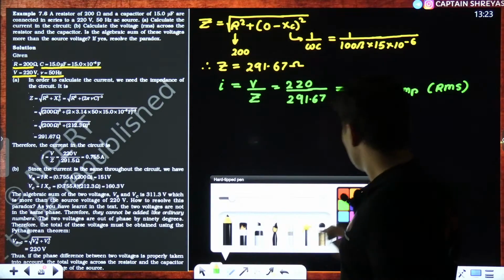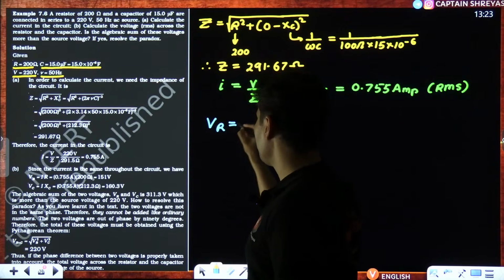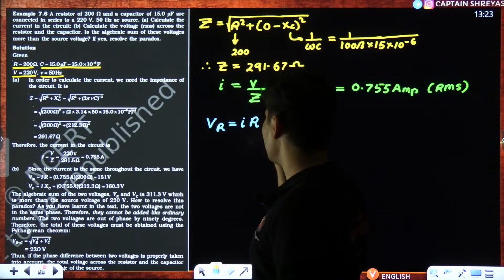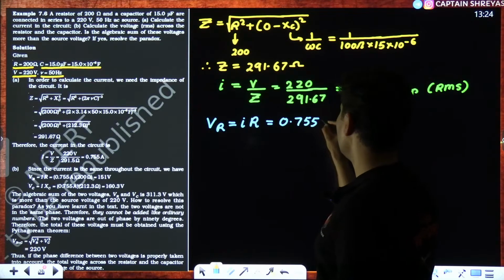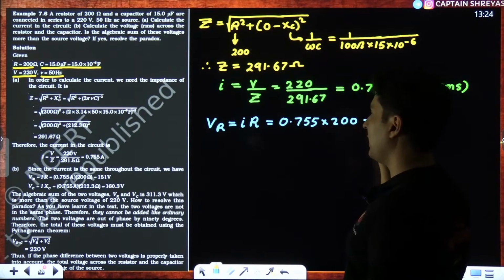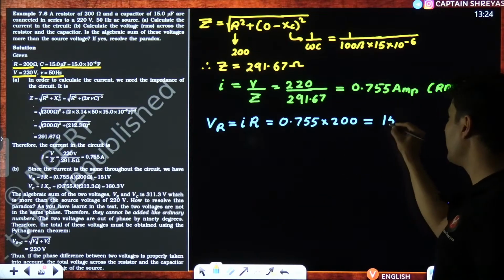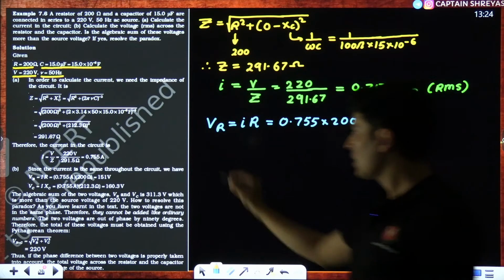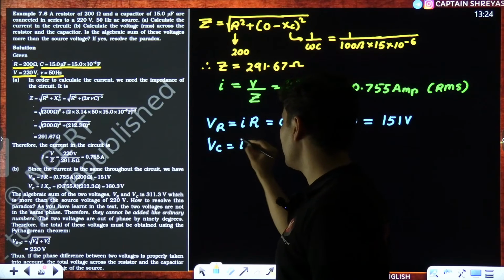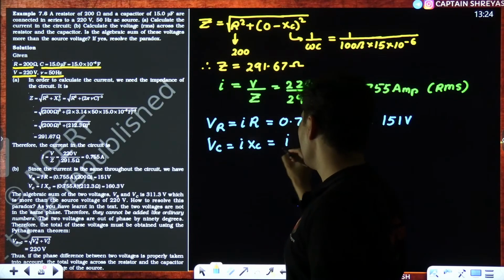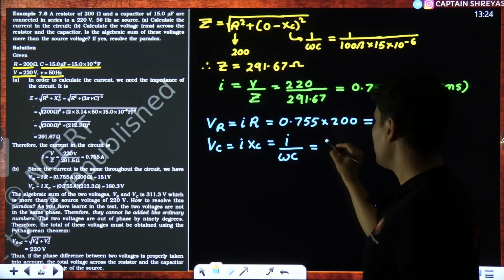Okay. So here is the logic. The voltage across the resistor is current into the resistance. Current is 0.755, resistance is 200. So from this, they have got the answer as 151 volts. Voltage across the capacitor is current into capacitive reactance, which is I times XC, and XC is 1 by omega C. So current is how much?